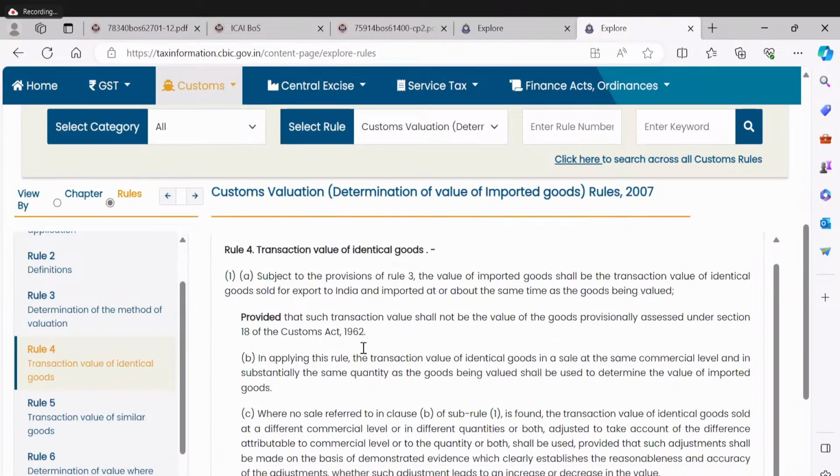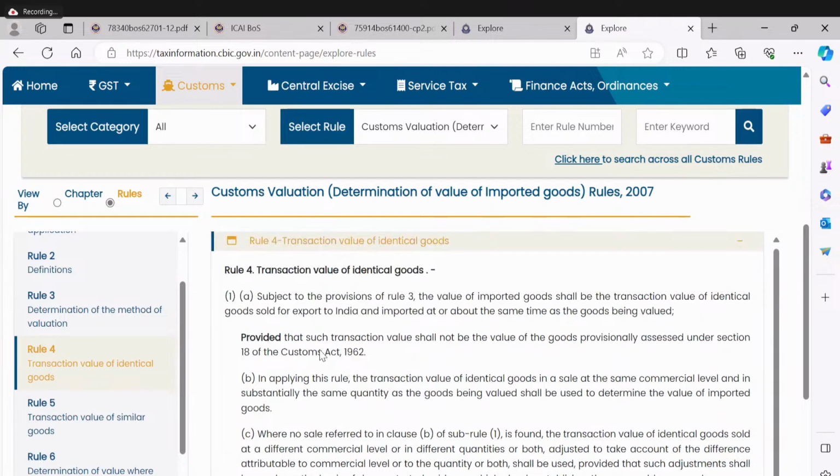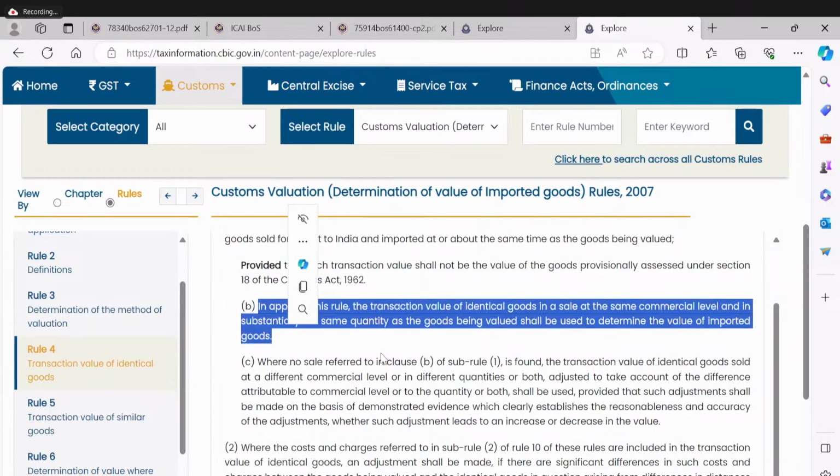Now, when we are applying the transaction value of identical goods, or we are accepting the transaction value of identical goods as our assessable value because we do not have the transaction value for our own goods, then in that case, Rule 4, Sub-rule 1, Clause B imposes a specific condition that in applying this rule, the transaction value of identical goods in a sale at same commercial level and in substantially same quantity as the goods being valued shall be used to determine the value of imported goods.